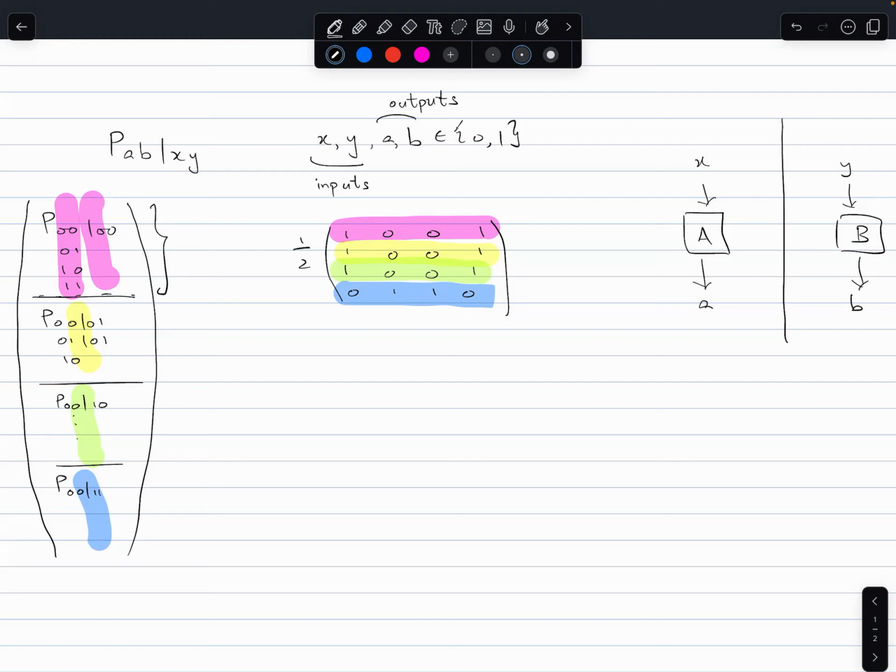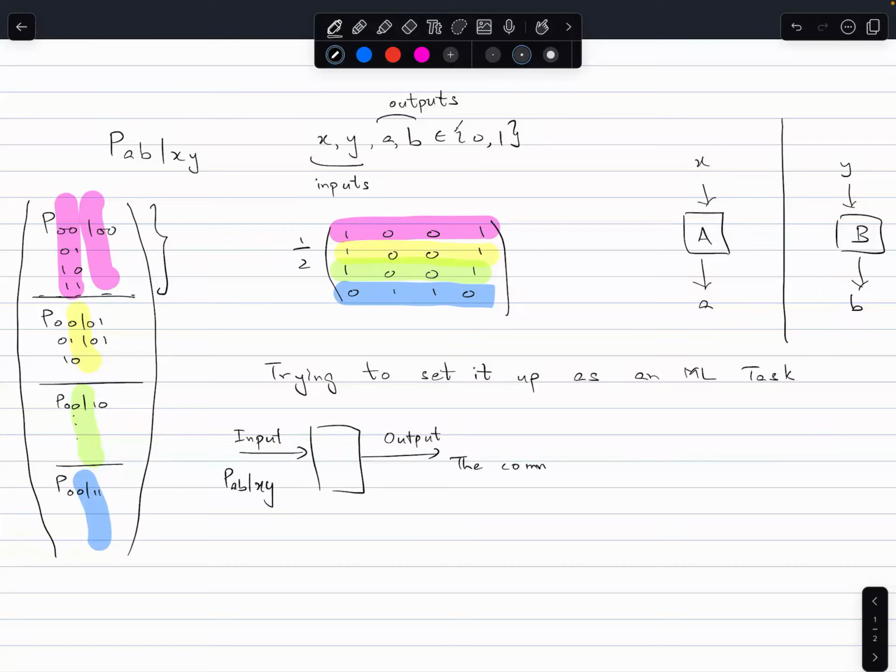Right, yes, sir. So one formulation that we could have is trying to set it up as an ML task, where I give as input this P of A, B given X, Y, and I allow as output the communication cost for simulating P of A, B given X, Y.